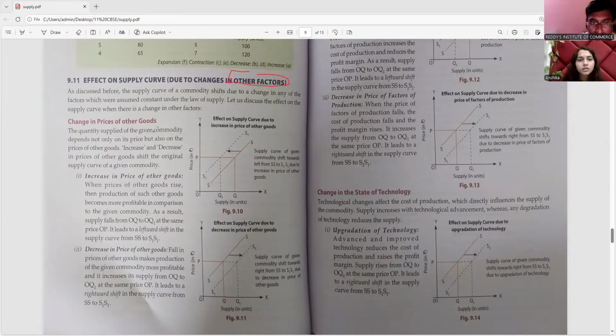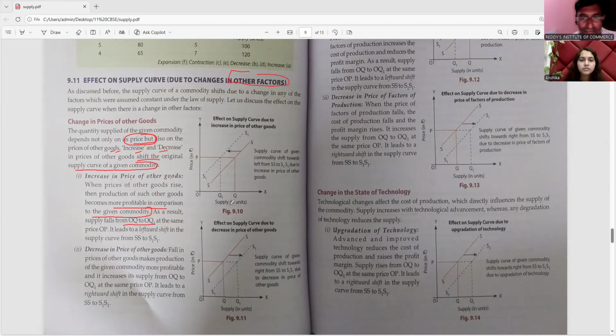Let's see. The quantity supplied of a given commodity depends not only on its price, but also on the price of other goods. An increase or decrease in the price of other goods shifts the original supply curve of a given commodity. When the price of other goods rises, production of such other goods becomes more profitable in comparison to the given commodity. As a result, supply falls from OQ to OQ1. You can take a simple example of tea or coffee, anything.